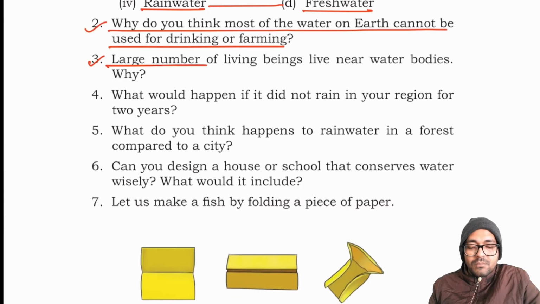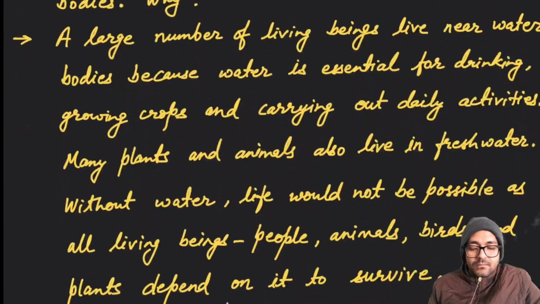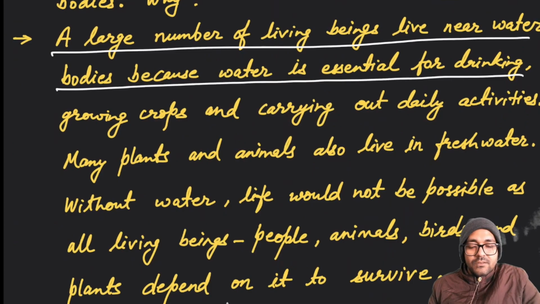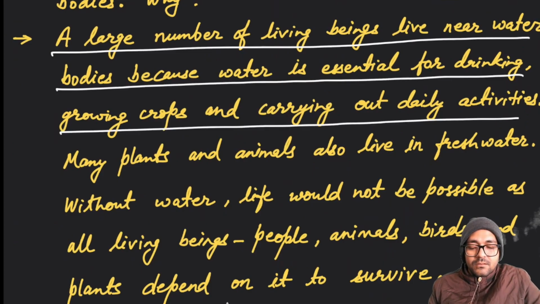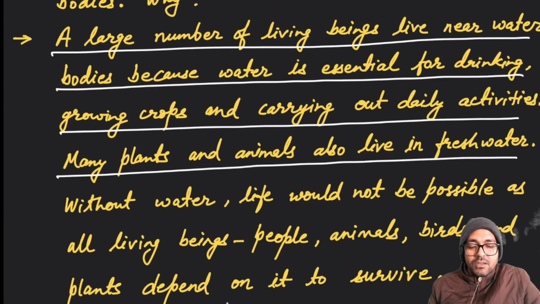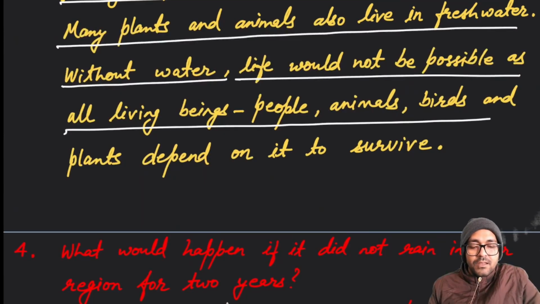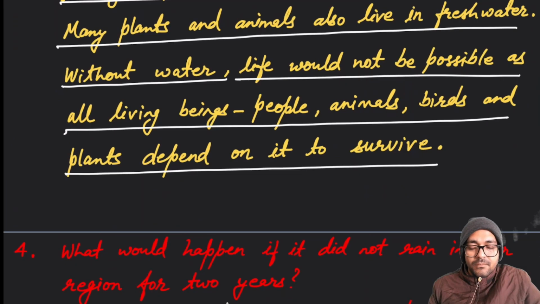3. Large number of living beings live near water bodies. Why? Answer: a large number of living beings live near water bodies because water is essential for drinking, growing crops, and carrying out daily activities. Many plants and animals also live in fresh water. Without water, life would not be possible, as all living beings, people, animals, birds, and plants depend on it to survive.